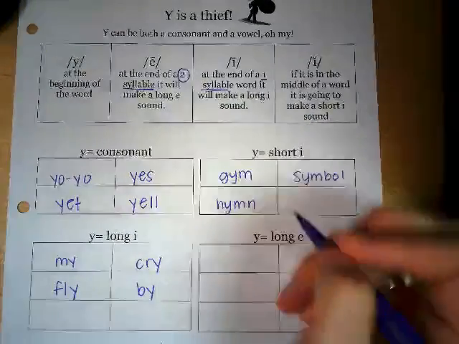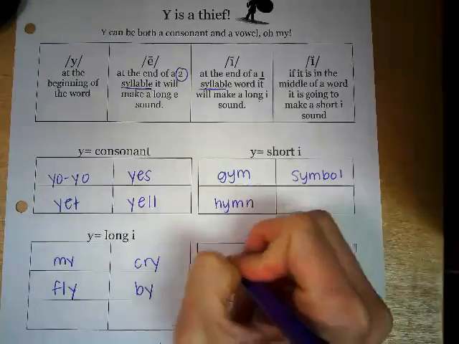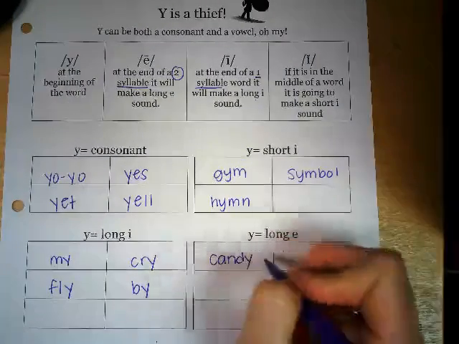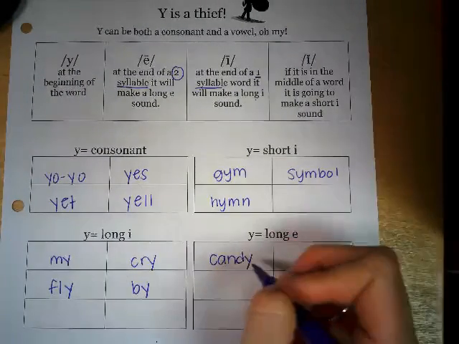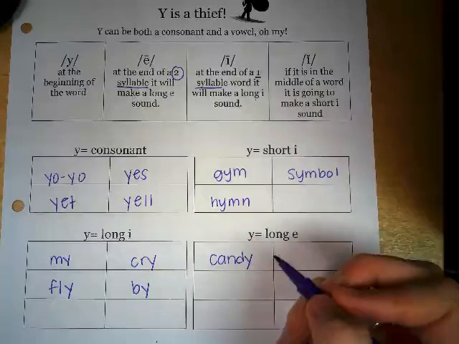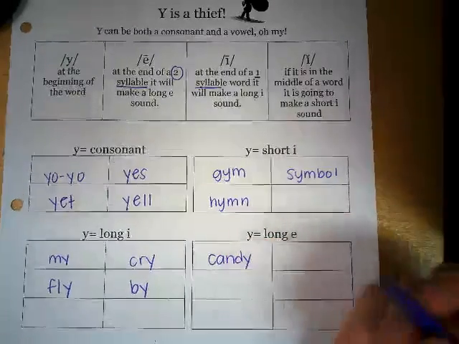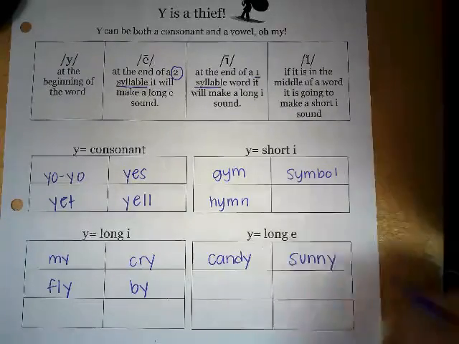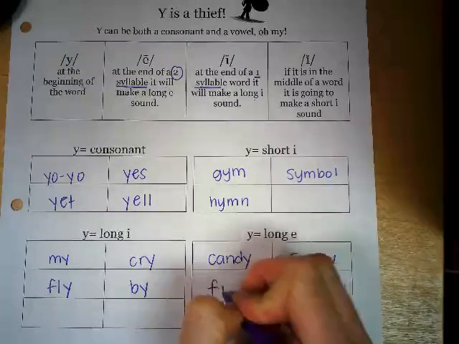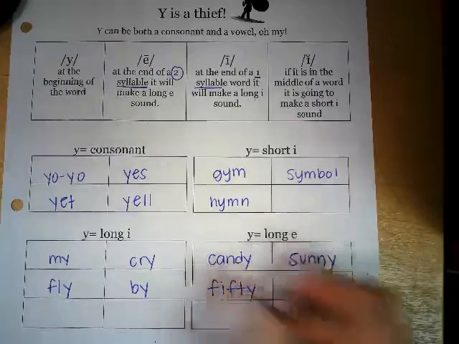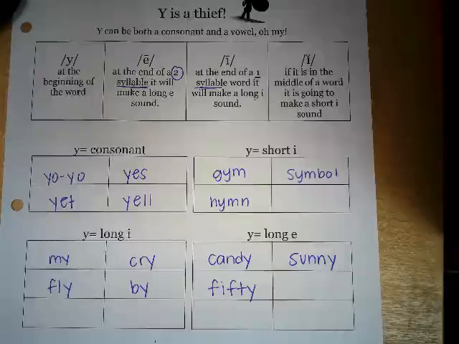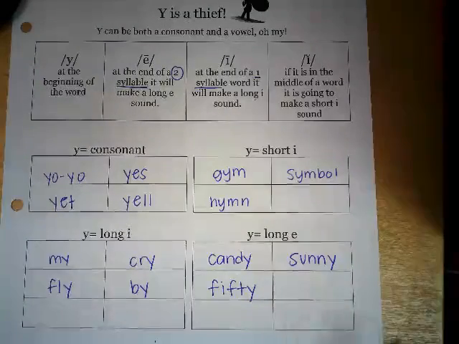So for example, the word like candy. There's two syllables, candy, or the word like, let's do sunny, or like fifty. Now I'm going to show you how we decode these words as well, to see that the whole open and how we read this and to know that it's two syllables.